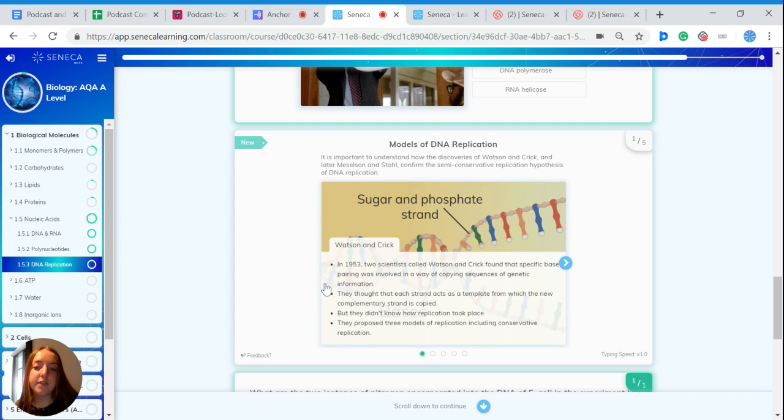In 1953, two scientists called Watson and Crick found that specific base pairing was involved in a way of copying sequences of genetic information. They thought that each strand acts as a template from which the new complementary strand is copied. But they didn't know how replication took place. They proposed three models of replication, including conservative replication.